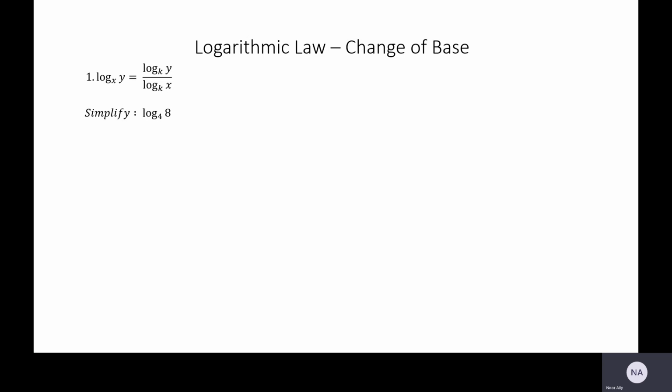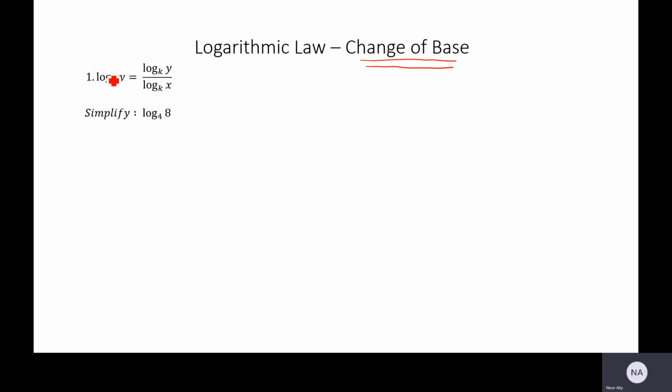Now, in this logarithmic law, the change of base law, it's a fairly, hopefully straightforward law. Now, there are proofs to all of the laws that you use, but you do not need to know the proofs of these, so I will not explain them. However, you possibly would come across them in many textbooks and online ebooks. So what is this particular law?